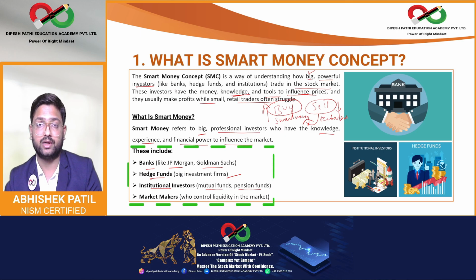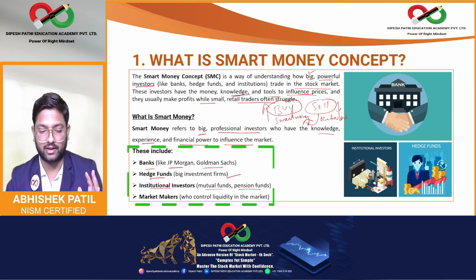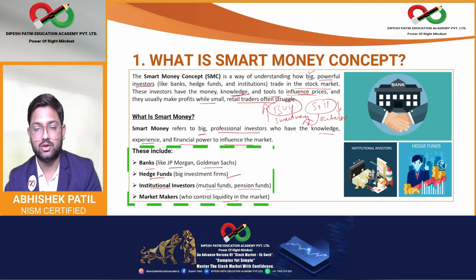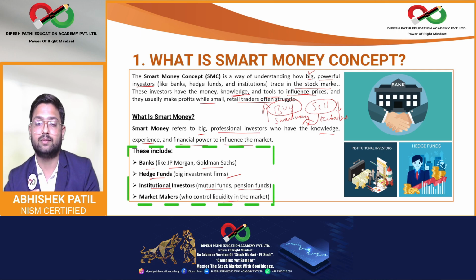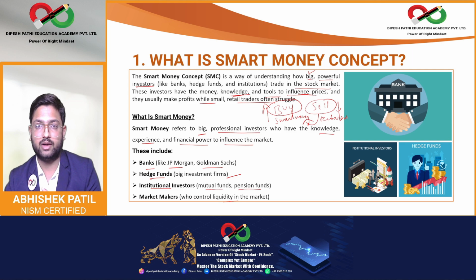Who are the market operators? Those who have very huge money in the market are called market makers. They control the liquidity in the market. Got it, right? So this is what exactly smart money is. Now you know who the smart money are.